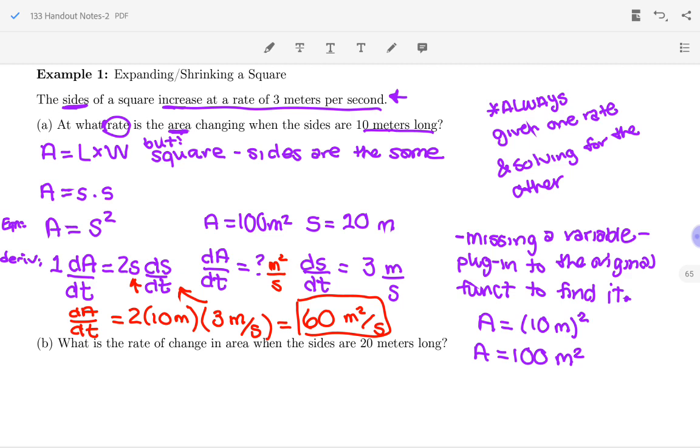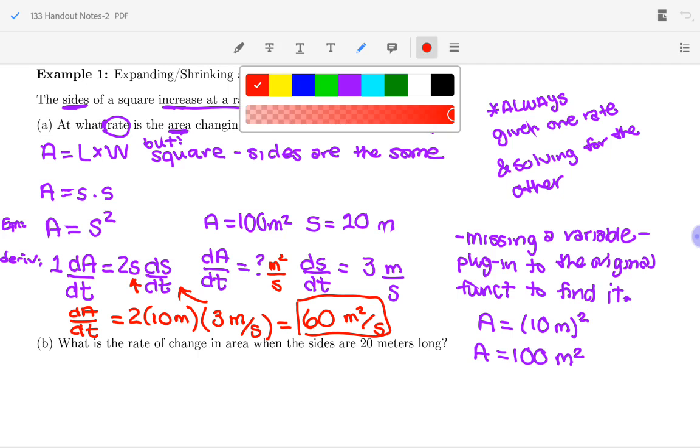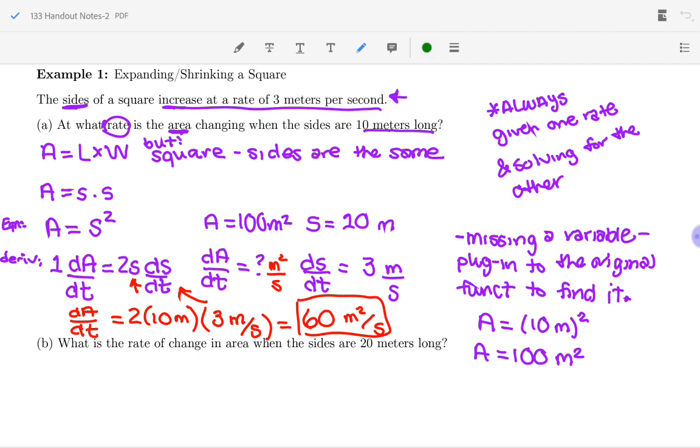So let's say, just to go through the steps of doing this, what do we do first? First, you come up with the equation that relates things. So we're going to write it down again. Our equation, we have sides are increasing, and we're talking about area. So area and sides with a square is going to be A equals S squared.